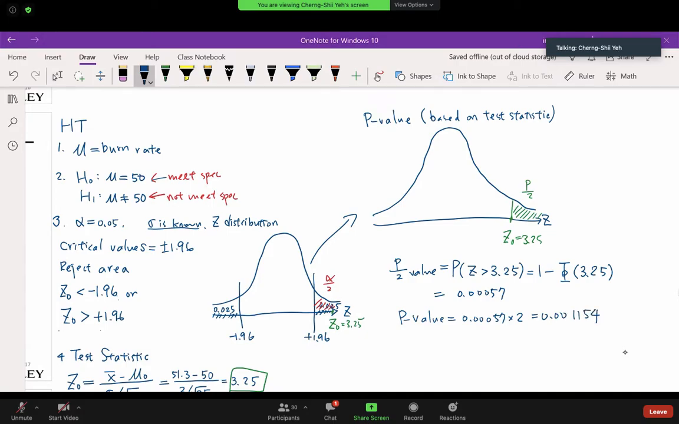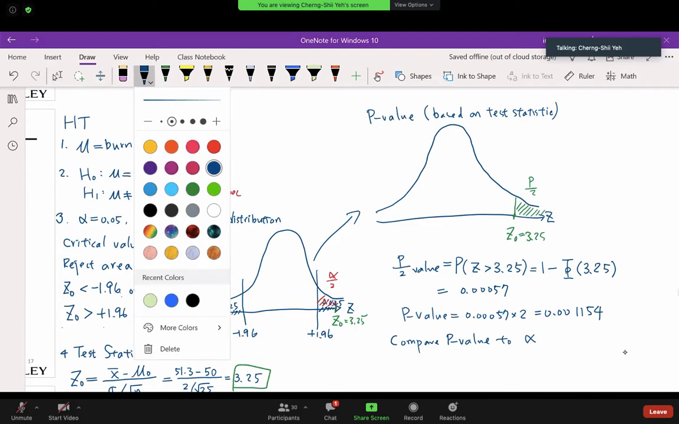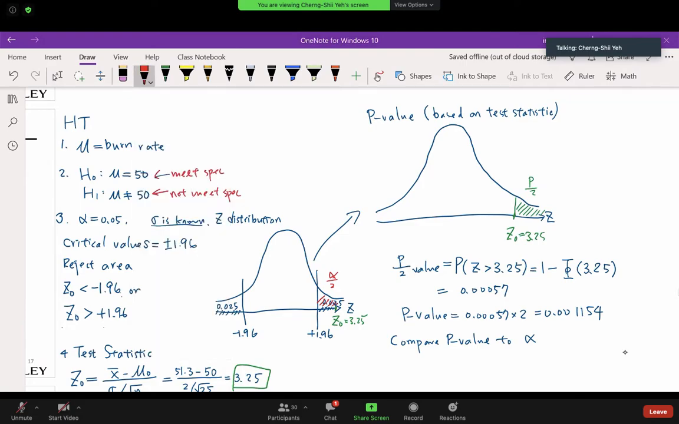Okay, what are we going to do with this p-value? We're going to compare the p-value to what is the other probability we also have? Alpha, right? Alpha is how we establish the confidence interval. It also tells us the probability of rejecting the null hypothesis. Is our alpha greater than or less than the p-value?